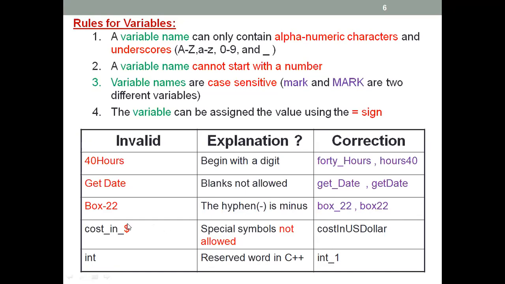The dollar sign is not allowed also. Other symbols are not allowed. Only underscore is allowed, not symbols like question mark or hash. These are not allowed for declaration. These are some rules that you have to follow. There are 4 rules here. These are the explanation. So when you declare, you have to understand these things.